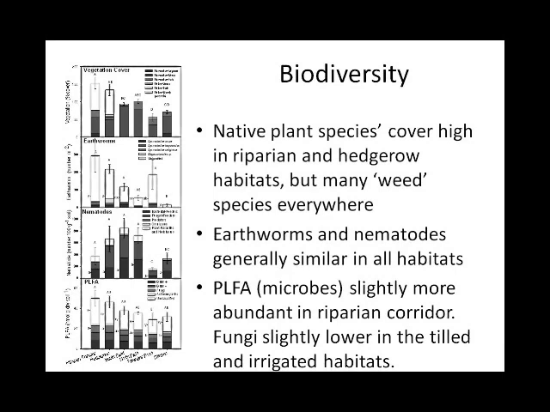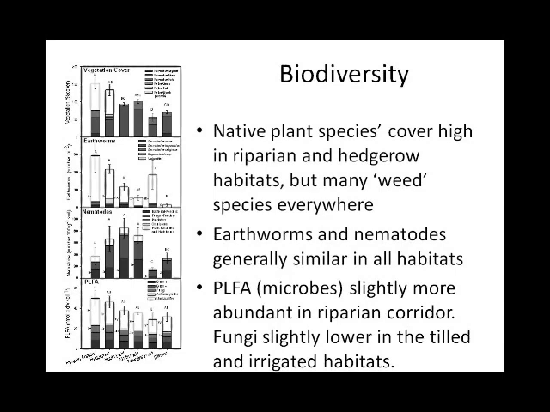Earthworms and nematodes were pretty similar in all the habitats. There was one type of earthworm, a megascolecidae, that was dominant throughout all the habitats, slightly less in the ditches, but otherwise pretty similar. Nematodes, in terms of just nematode numbers, were not significantly different across the different habitats except for tailwater ponds and ditches.